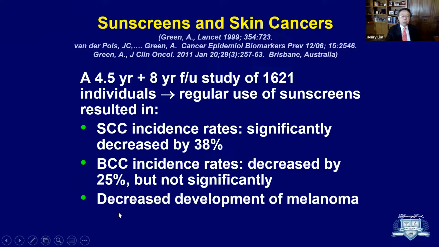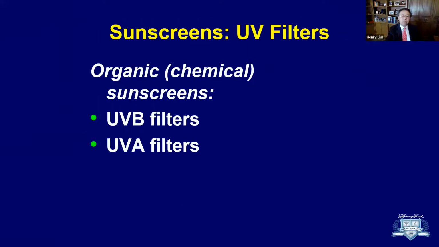And also the authors showed that there is a decrease in the development of melanoma. Clearly, melanoma is hard to get statistical significance because it's much less common compared to squamous cell and basal cell. So it's very hard to get a large number to reach statistical significance. But nonetheless, this is very, very strong evidence to show that the use of sunscreen is very helpful.